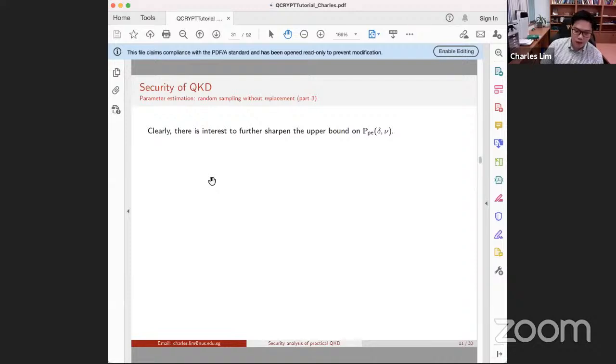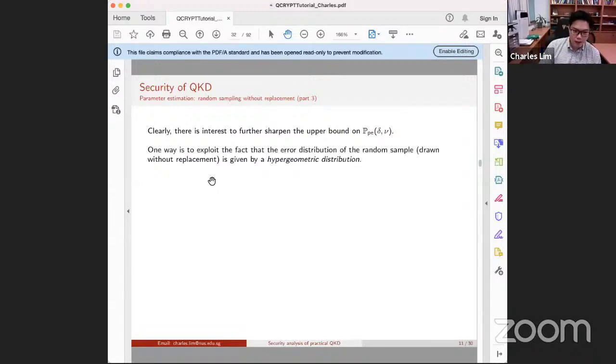So of course, when you talk about finite key analysis, one of the main subjects is really to put very good bounds on the error related to a bad event of parameter estimation. And one thing maybe some of you have already noted is that when you do random sampling without replacement from a given pool of data, this distribution of errors is actually given by a hypergeometric distribution. So if you want to make use of this information and build up an exponential bound, you can get a sharper bound in certain regimes of interest to the finite key analysis of QKD.